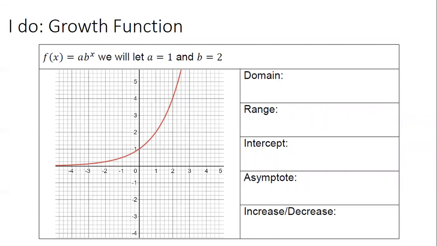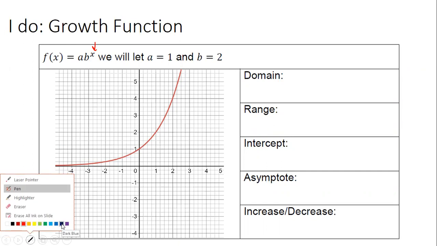As you can see, we have this picture of a graph, and this graph represents an exponential function. Exponential functions are written as f of x equals a times b to the x. It's an exponential because your variable is now your power. The power is what's unknown.